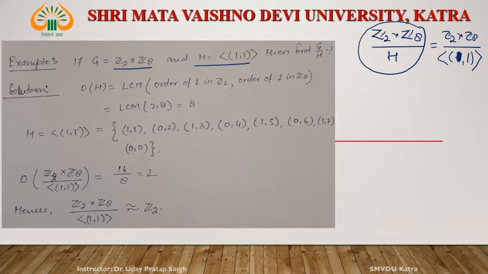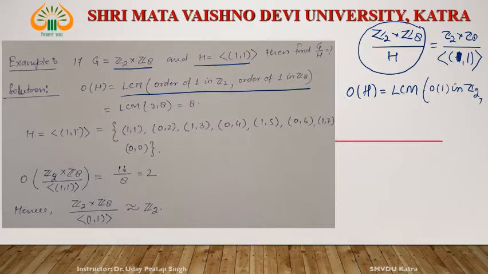Now, what is the order of H? The order of H we can define as the LCM of the order of 1 in Z2 and the order of 1 in Z8. Then LCM of, what is the order of 1 in Z2? 2. What is the order of 1 in Z8? 8. This LCM is 8. Then the order of this H is 8.